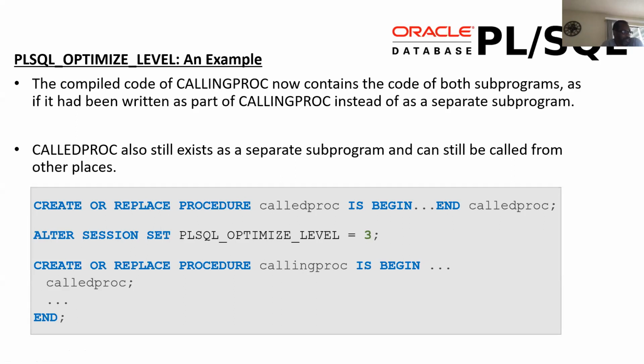All right, so if we take a look at the initialization parameter, the optimizer, I call it, the command is just an ALTER SESSION, set your PL SQL optimize level equal to a certain number. Basically I'm just showing you that if you have a procedure and you'd like to call it and then change the optimization level, this will be the command structure.